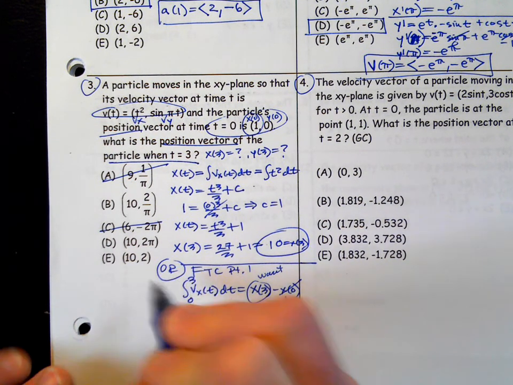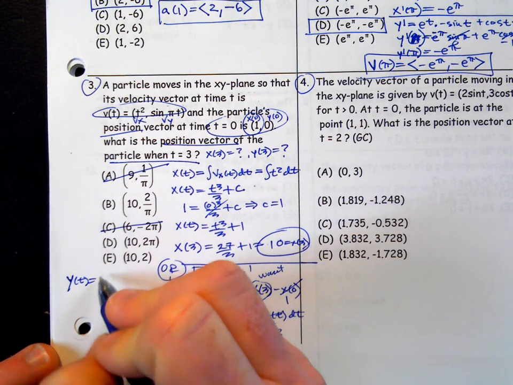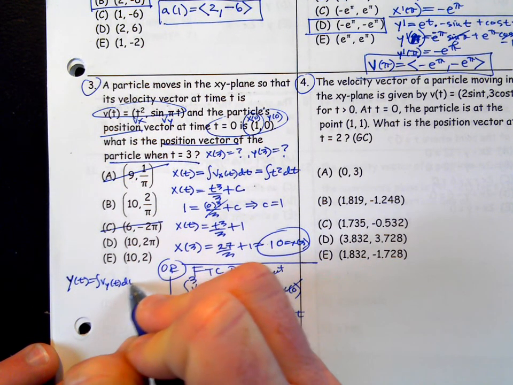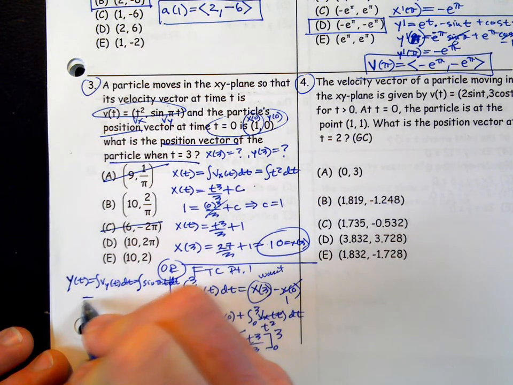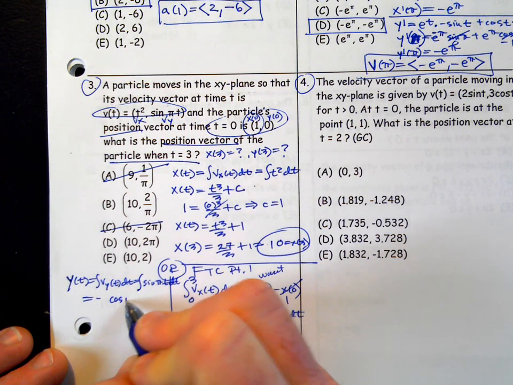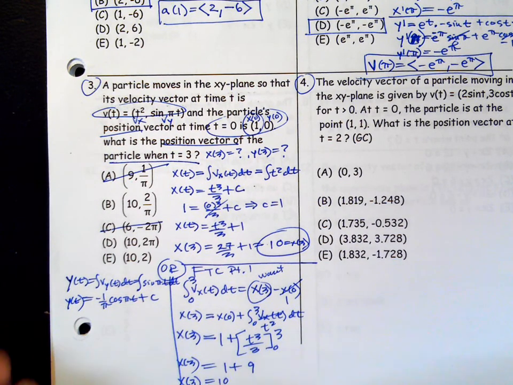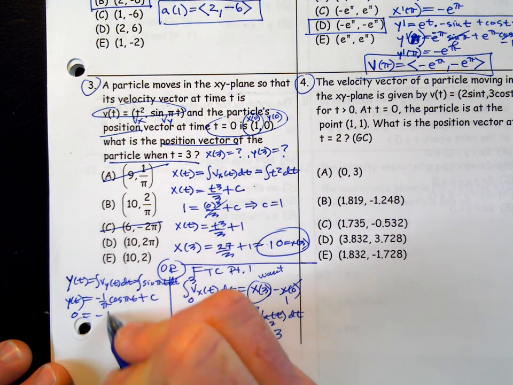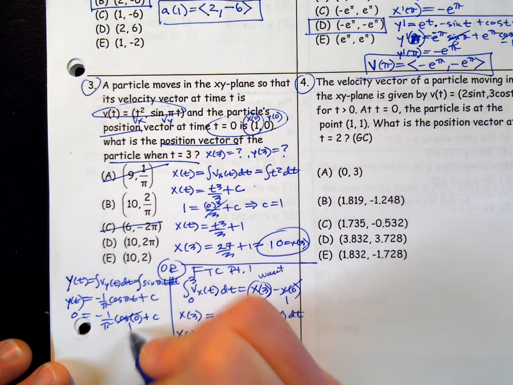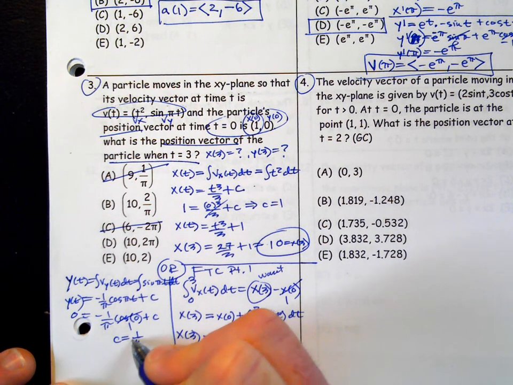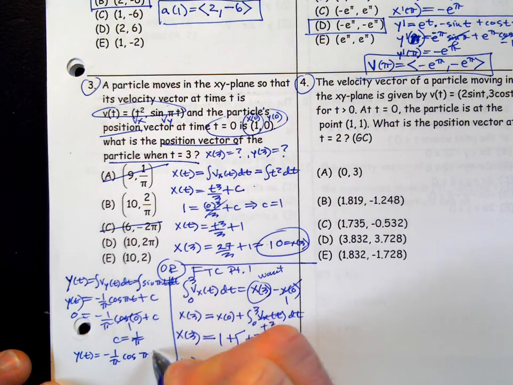You guys can do the y. You could either say y of t equals the integral of v sub y of t dt, which is the integral of sine pi t dt, which is going to be negative cosine pi t times 1 over pi plus c. Then you could use your initial condition that the y value is 0 when t is 0. And cosine 0 is 1, so c equals positive 1 over pi. So y of t equals negative 1 over pi cosine pi t plus 1 over pi.